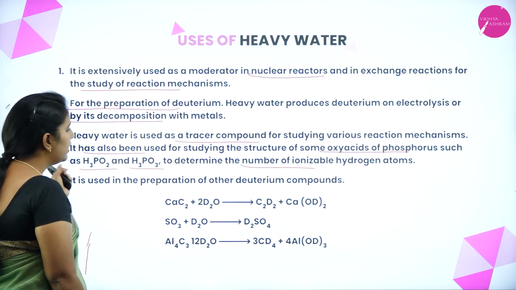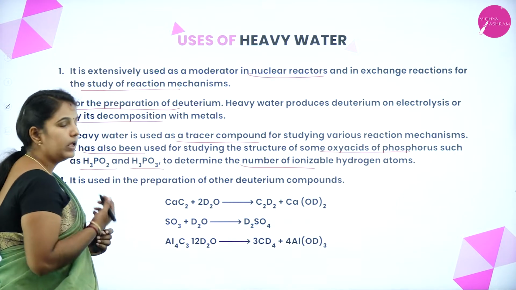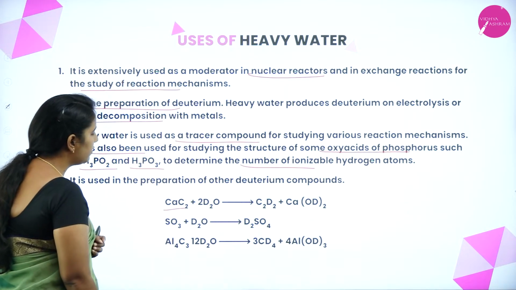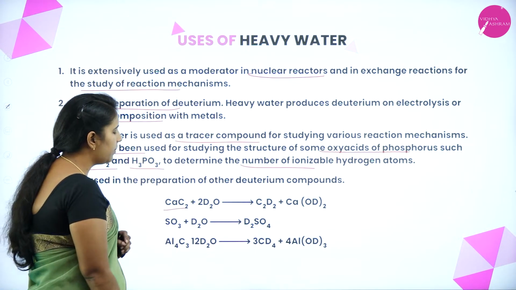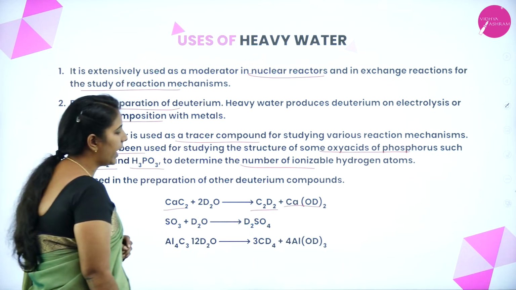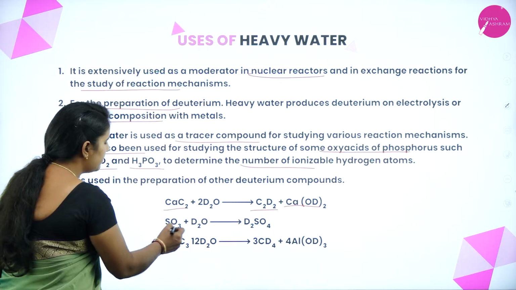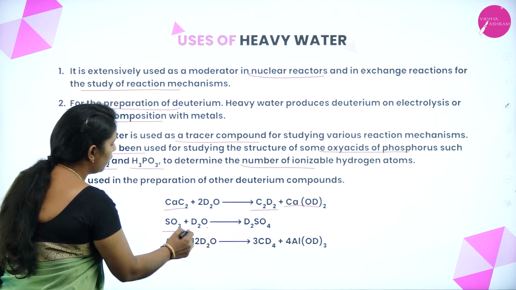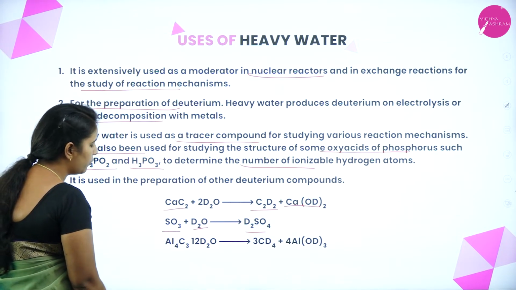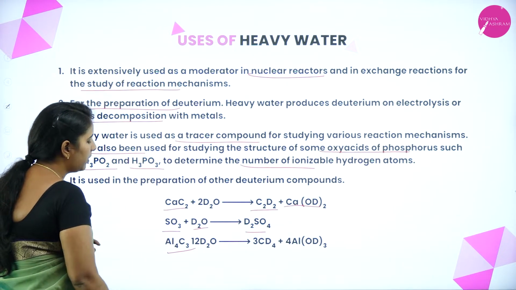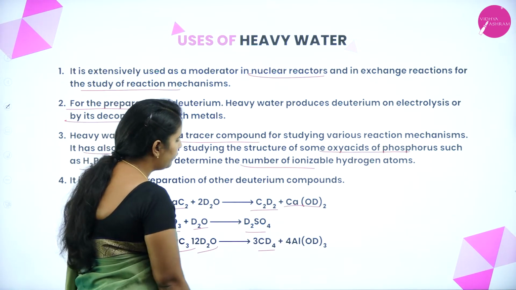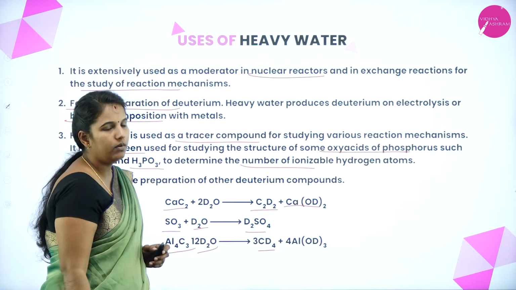Heavy water is also used in the preparation of some deuterium compounds. You can see here calcium carbide reacting with deuterium oxide and forming C2D2 with the formation of calcium OD2. Similarly, SO3 is allowed to react with deuterium oxide and forms what? D2SO4. Similarly, aluminum carbide reacting with deuterium oxide forms what? CD4 with the formation of aluminium OD.